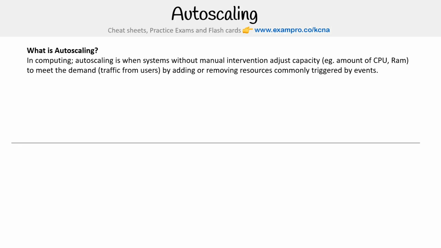So what is autoscaling? Well, in computing, autoscaling is when systems without manual intervention adjust capacity, the amount of CPU and RAM, to meet the demand traffic from users by adding or removing resources, commonly triggered by events.